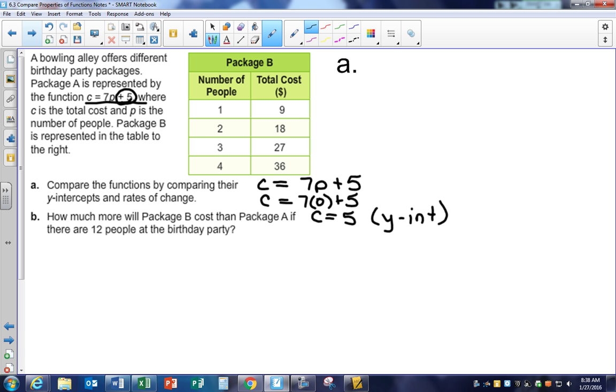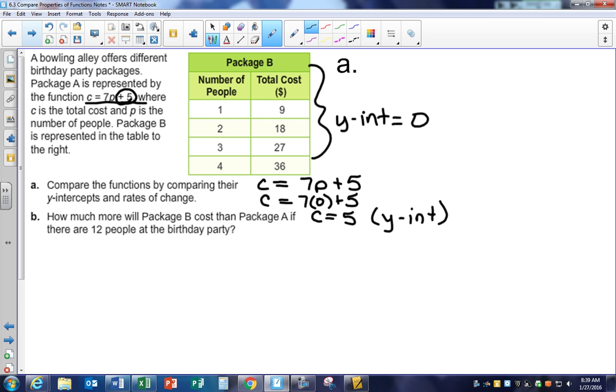Now if we look at package B, it just is going by 1, 2, 3, 4 people. And it does not give any information that package B has a cost in addition to the number of people. So in this case, in this table, our y-intercept is 0 because there's no package cost, there's only a cost per person. So we've compared their y-intercepts.